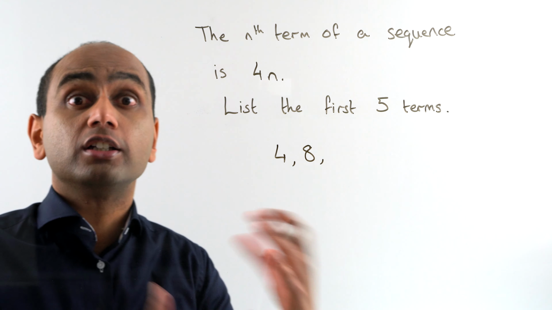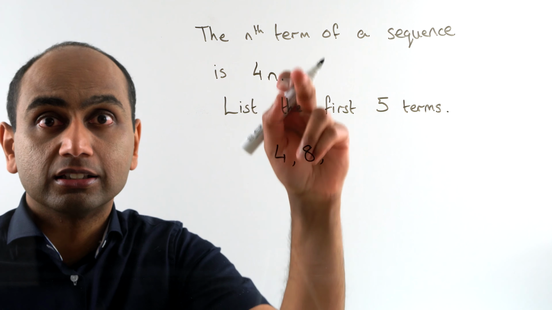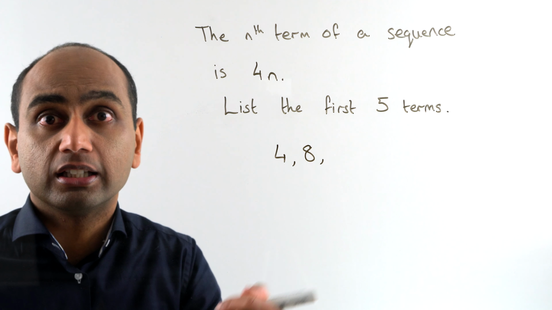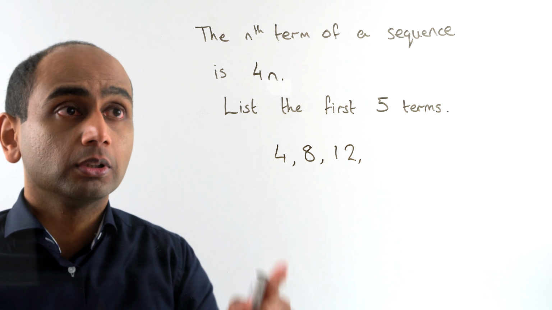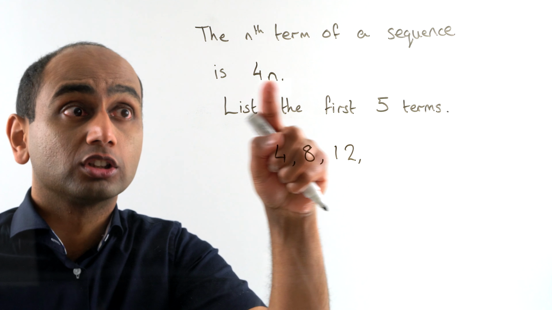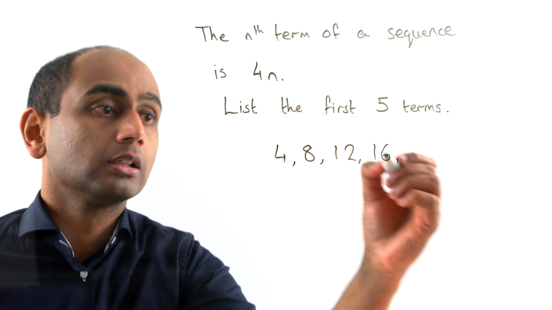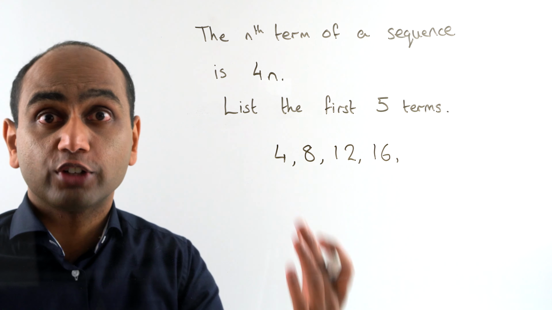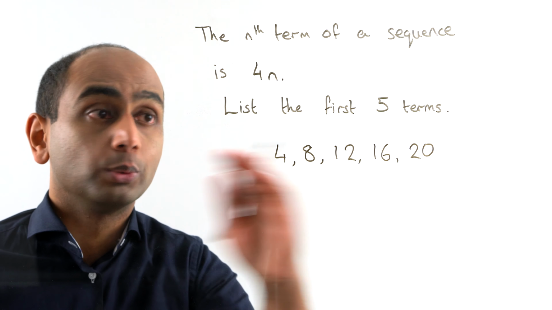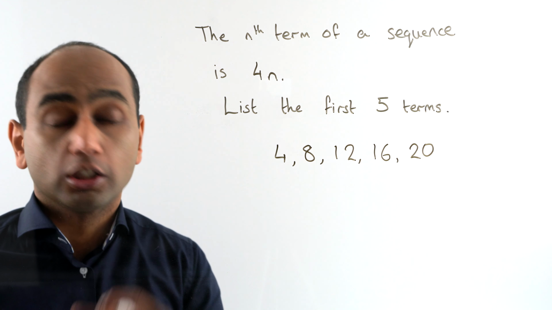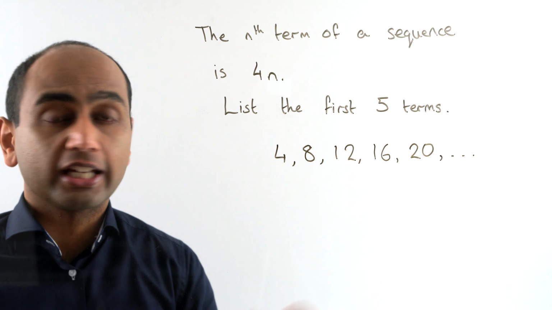Now to find the third term in this sequence, we want to substitute n equals 3 into here. 4 times 3 is 12. The fourth term is when n is 4. 4 times 4 is 16. And the fifth term is when n is 5. 4 times 5, that's 20. So we've listed out the first 5 terms. Of course, this sequence does go on, so I'll put a ... there. It goes on forever.